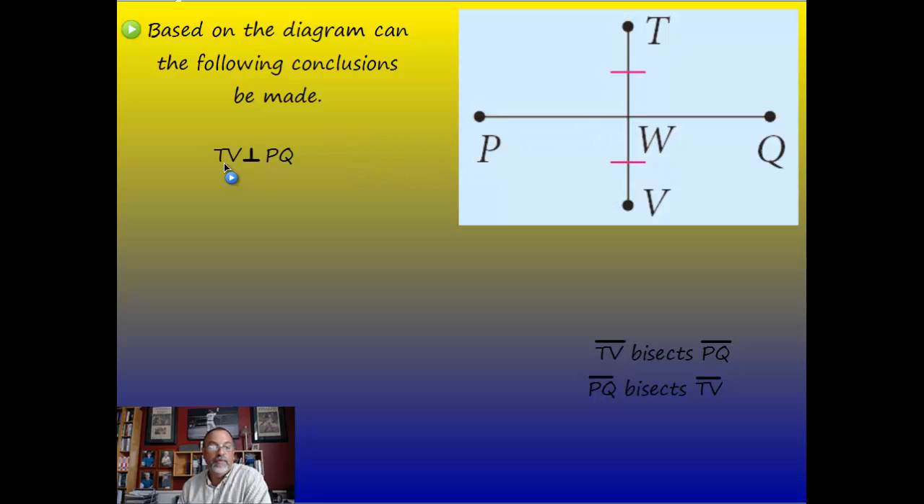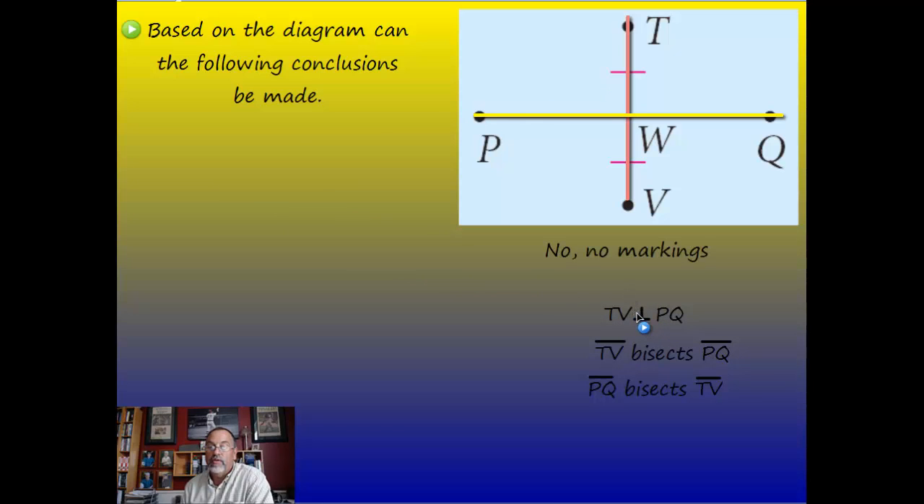Let's see, how about this? Is TV perpendicular to PQ? Now perpendicular means that they make 90-degree angles. So is this angle here a right angle? And again, it looks like it, but without the notation, I cannot say for certain. There is no right angle mark, therefore I cannot make that assumption. So there are, again, no markings. I can't assume it.